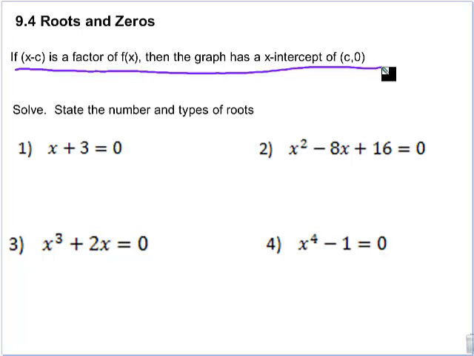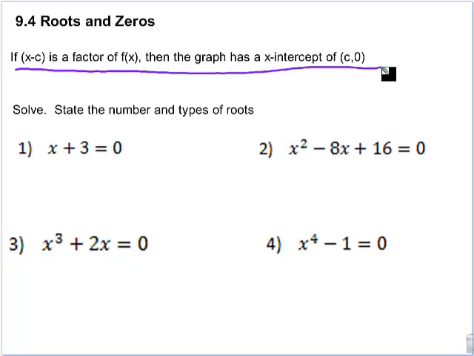Okay, so what we're going to do is start off with problems that we should be able to solve already. We're going to solve them, and then based off the solutions, we're going to state the number and the types of roots. We should be able to solve these 4 problems that we have up here already.